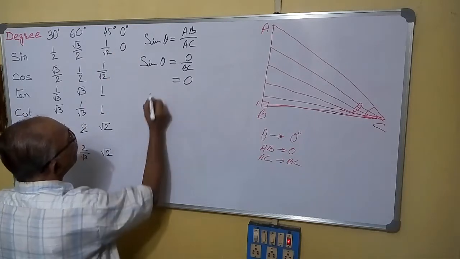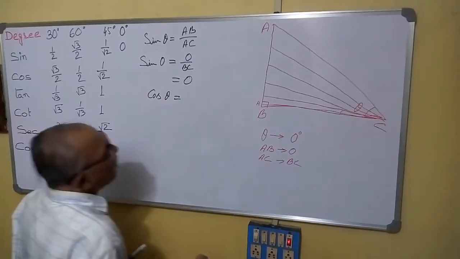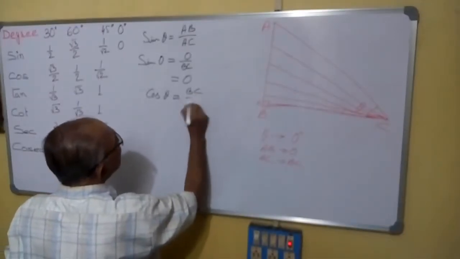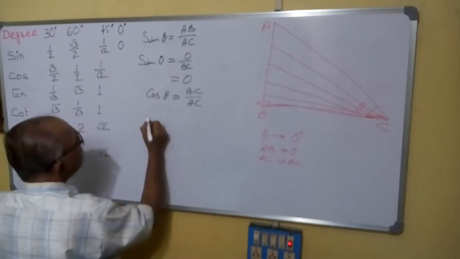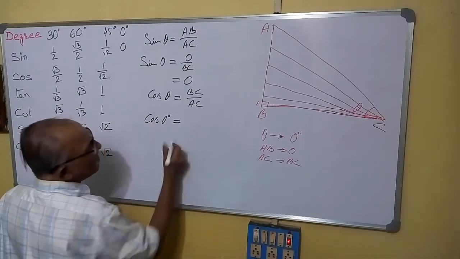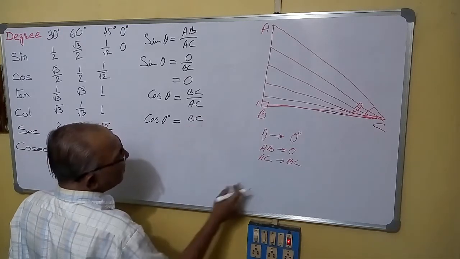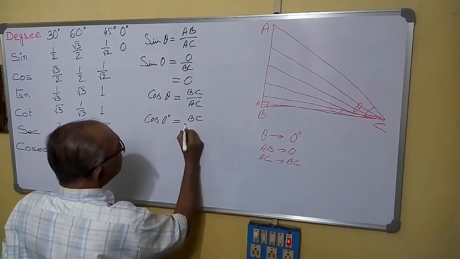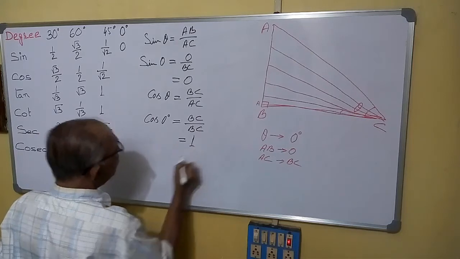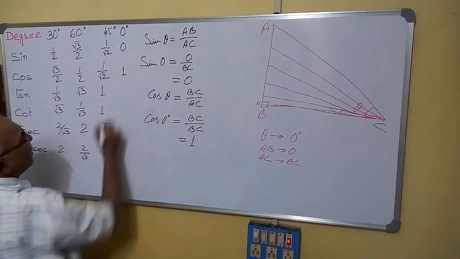What about cos theta? Cos theta equals base by hypotenuse, that is BC by AC. As theta is becoming 0, what happens? There is no change in BC, it will remain BC. But AC is becoming BC, so it is BC by BC equals 1. So in this way, cos 0 is becoming 1.